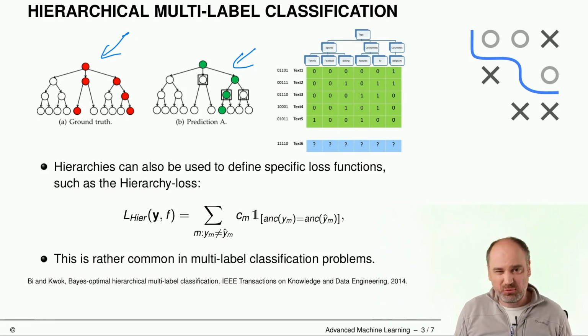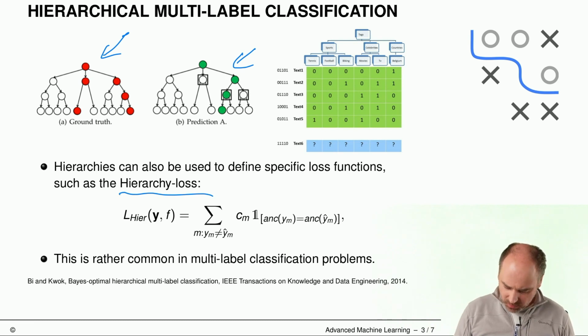On the other hand, we probably do care a little bit about where mistakes happen in the tree, and we want to respect this hierarchical structure. So there is something that's actually called a hierarchy loss, which is not so hard to define. This is pretty common in multi-label classification problems, because very often, especially if you have a huge space of targets, you do have this hierarchy information available to you. So it will look like this.